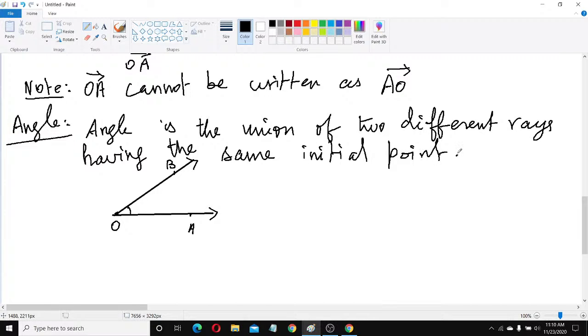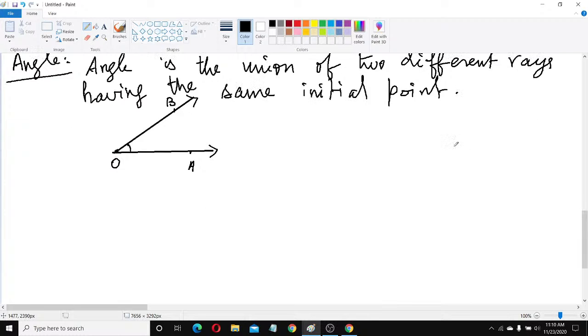Angle is the union of two different rays having the same initial point. Now in the figure, in the above angle, which is the vertex of the angle, I just explained. O is the initial point of the OB ray and the OA ray. Both have the same initial point. So O is called the vertex of the angle.